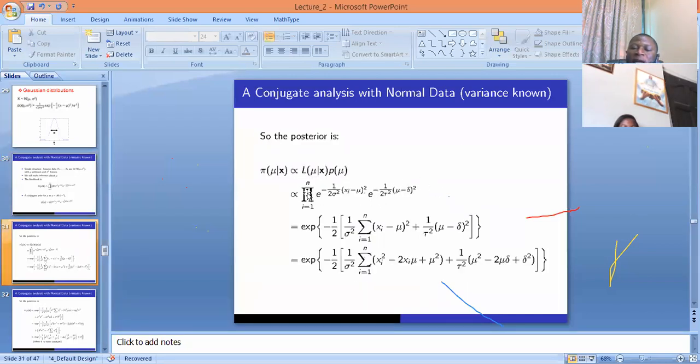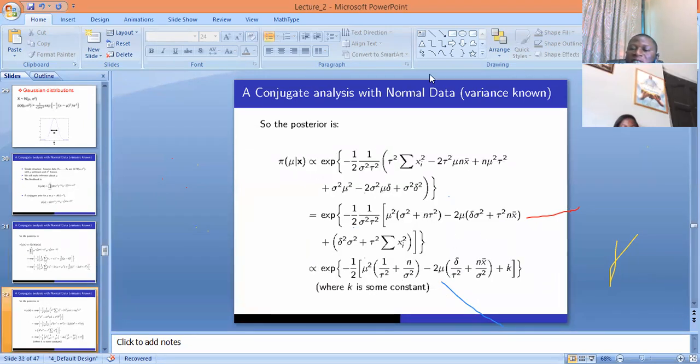Then you multiply the data likelihood and the prior together. The data likelihood is here, then the prior is here. Then you do your arithmetic and you arrive at the same thing that we had. You can see the details here, so you can follow that if you don't understand the first one.